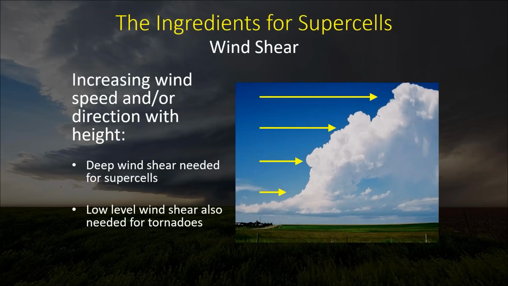All right, and so the final ingredient, if you remember the 4 ingredients, is going to be wind shear. This is important because you need that increasing wind speed or a change of the direction with the wind with height to lead to the rotation that you see in supercells. And then also, you need low-level wind shear to lead to the rotation that's favorable for the formation of tornadoes.